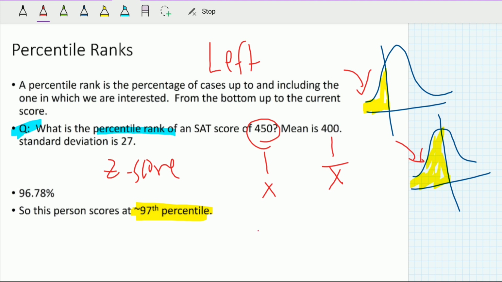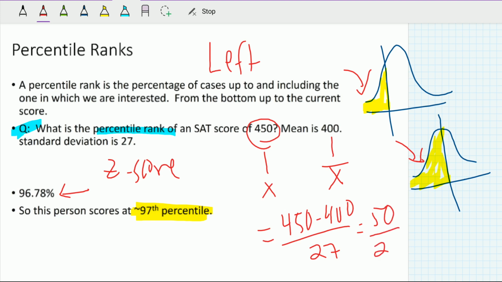For this one here, the z-score, right? I already gave it to you, right? Well, this is not the z-score, sorry. This is what you would find in the z table after you find the z-score. So for me, let's see, it'll be 450 minus 400 over 27. I can do that math, kind of basic, but yeah. So 50 divided by 27.